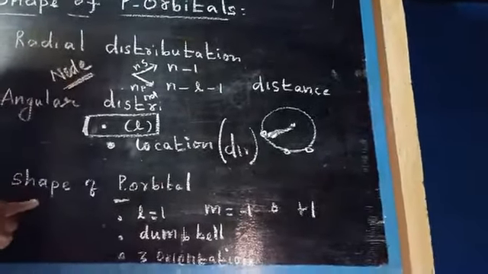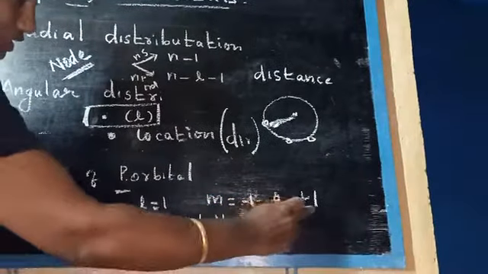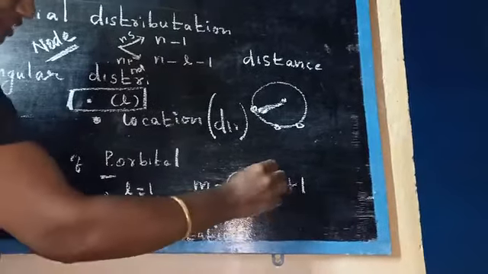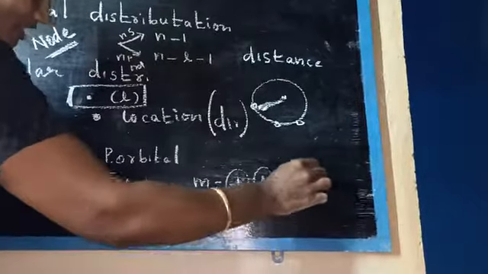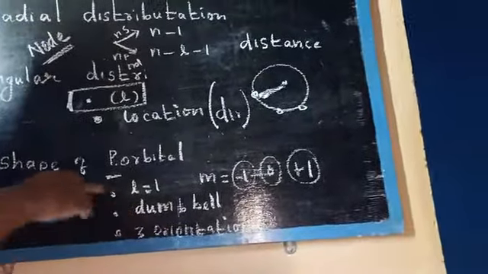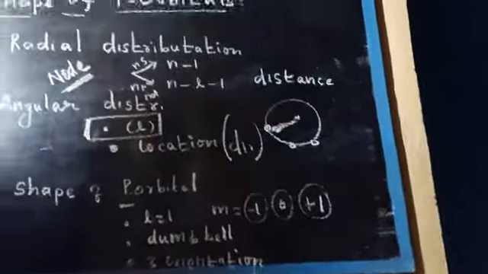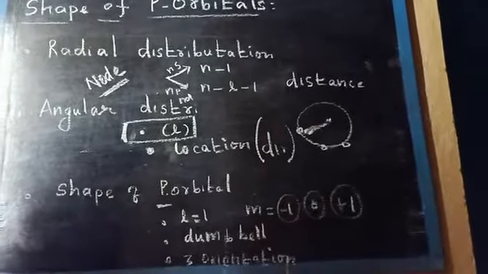Next, for the p orbital, the L value is 1, so the M values are -1, 0, +1, which is 3 values. These 3 values are denoted as 3 coordinations or 3 axes. Next is the geometry, the shape: dumbbell shape. Here there are 3 orientations. Children, I hope you understood this session. Thank you.